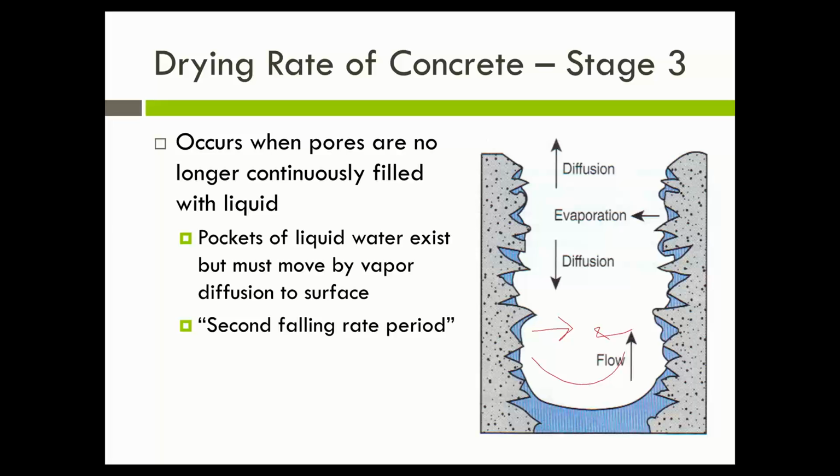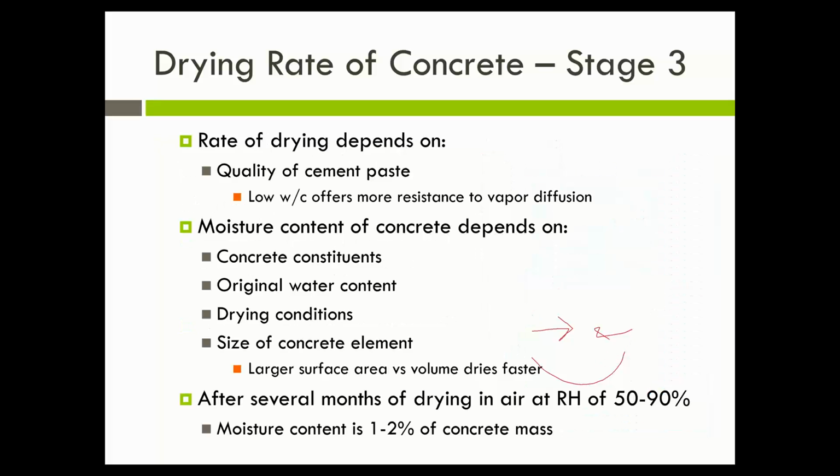Then that third stage, as we said, we now have pockets of water that are available. They have to move through diffusion, and so it slows down the rate at which water is moving once again. The rate of drying, the rate at which we encounter drying, is dependent on the quality of the cement paste, and as it usually is, that's tied to the water to cement ratio. The lower the water to cement ratio, the less pore volume we have, and therefore the pores are smaller, and it makes it more difficult for diffusion to take place.